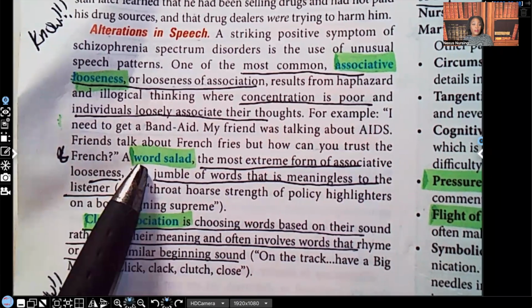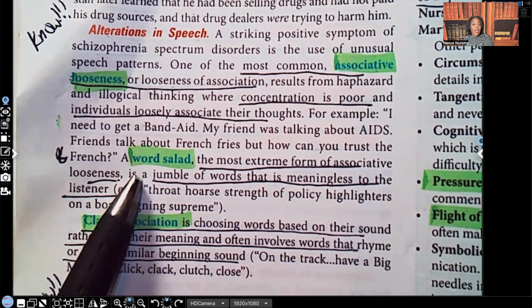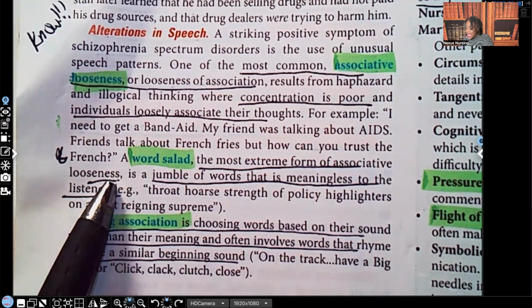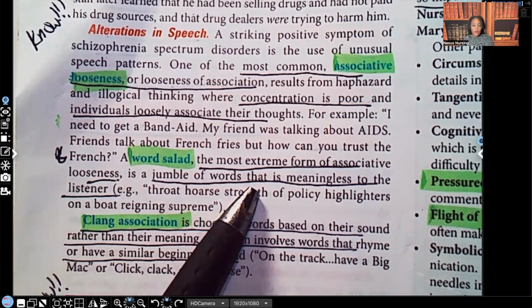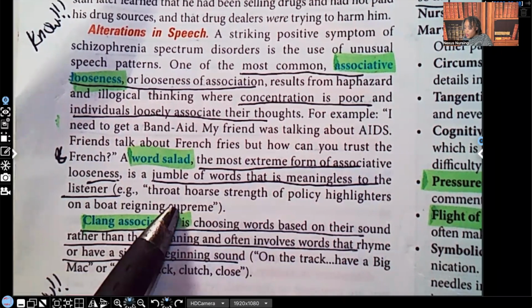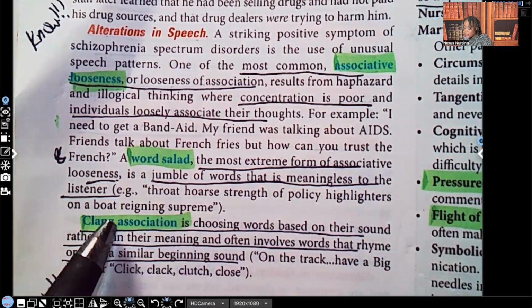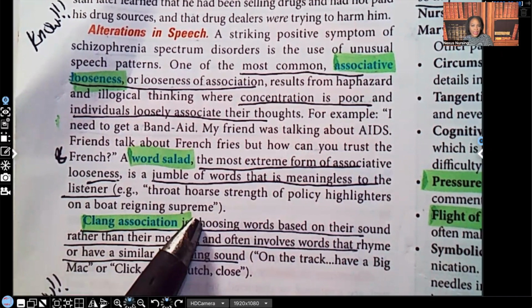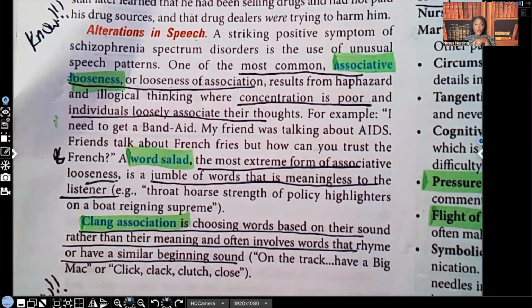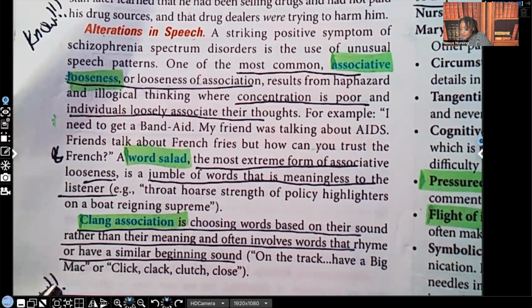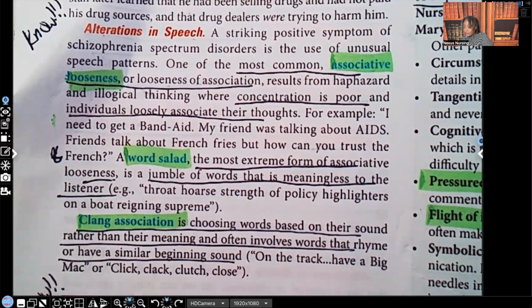Word salad. This is the most extreme form of associative looseness. It's a jumble of words that is meaningless to the listener, such as throat horse strength of policy highlighters on a boat reigning supreme. What is that? Clang association. This is choosing words based on their sound rather than it making any sense. So an example, on the track, have a Big Mac, click, clack, clutch, close.